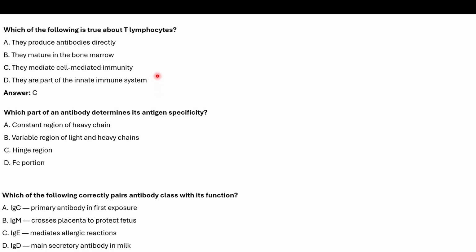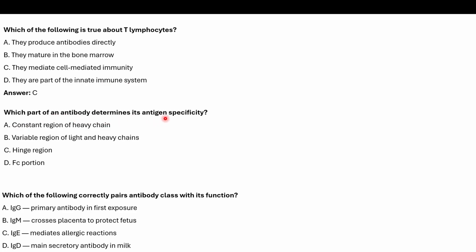So the correct option is cell-mediated immunity because they do not produce antibodies directly, and even T cells help in protecting against pathogens inside the cells. They mature in the bone marrow? No, they are produced in the bone marrow and they mature in the thymus. And definitely they are not part of the innate immune system. They are part of the adaptive immune system.